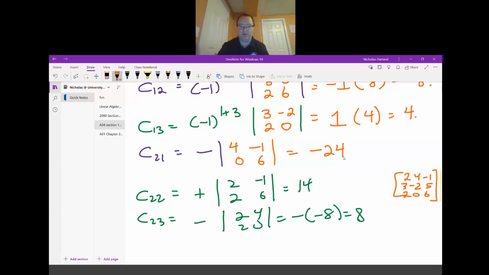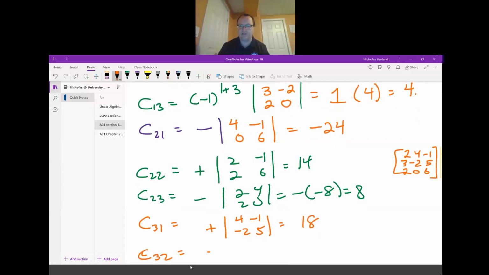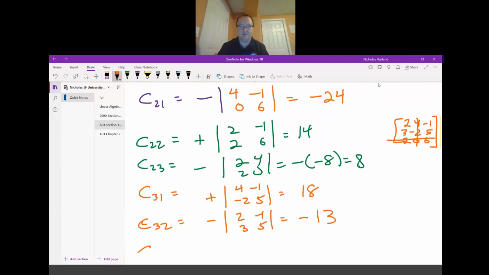And we just keep going. 3 more. C31 is plus or minus for C31? Yeah, back to plus. So that's 18. C32, now we oscillate. Goodbye row 3. Goodbye column 2, so 2, negative 1, 3, 5, which would be negative 13. And then back to plus, so on and so forth. 2, 4, 3, negative 2. Is that negative 16? I think that's negative 16.